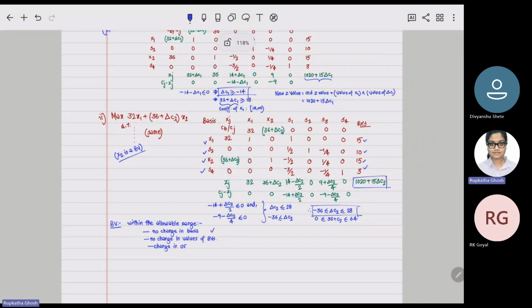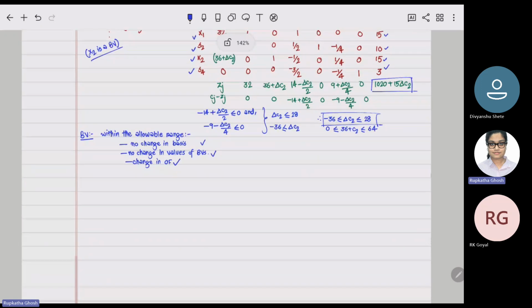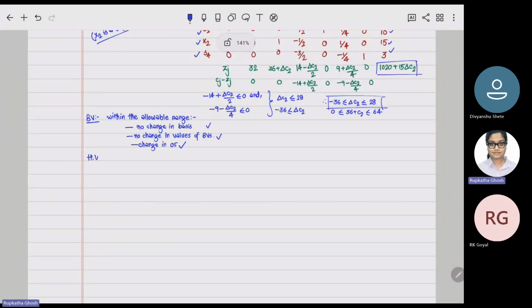Values of the decision variables will remain the same, and the value of the objective function also remains the same. That is not something I'm writing. That is something that you can try out as a homework. Try it out so that you get more understanding.